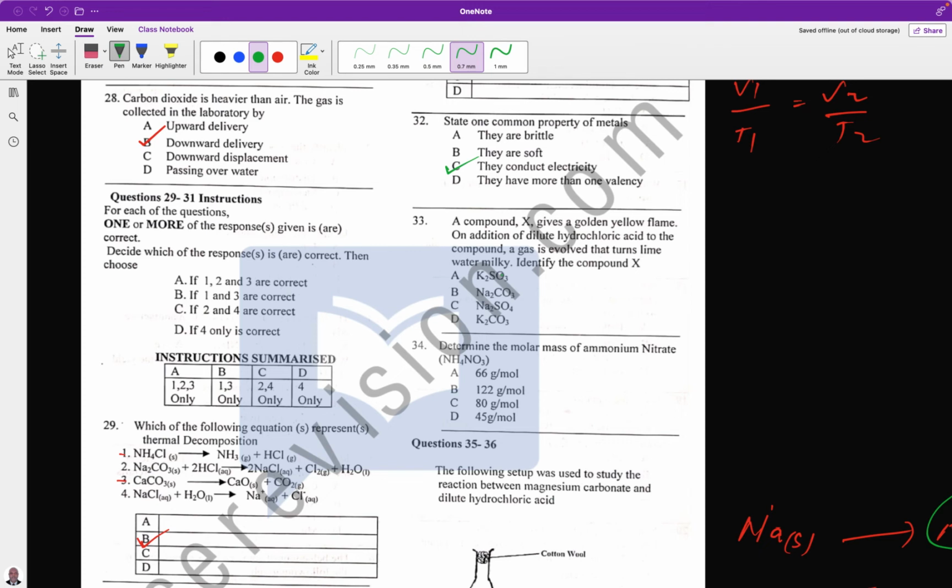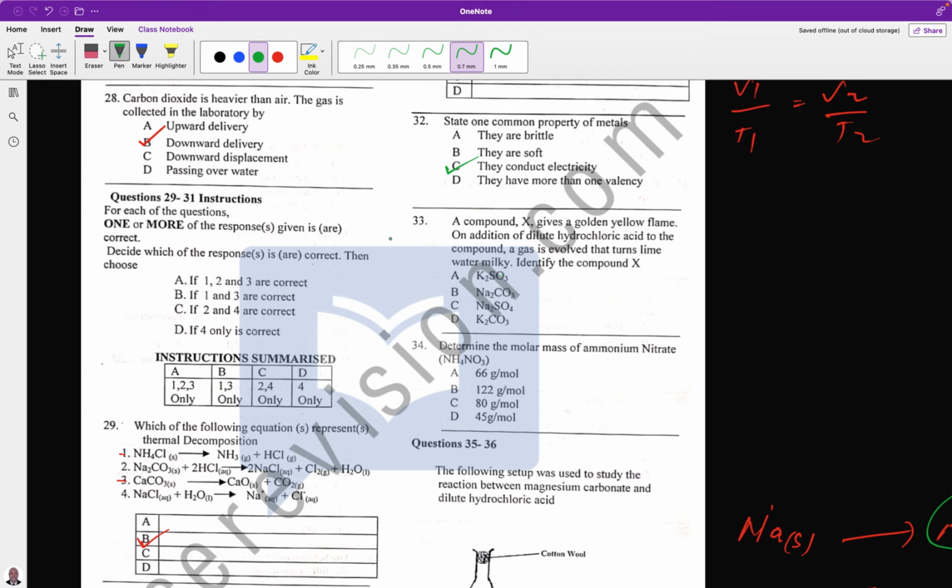Secondly, addition of dilute hydrochloric acid to it gives a gas that turns lime water murky. Only carbon dioxide can turn lime water murky, and to produce carbon dioxide, that compound must contain a carbonate. So the compound must contain sodium ion, and a carbonate that will produce carbon dioxide.